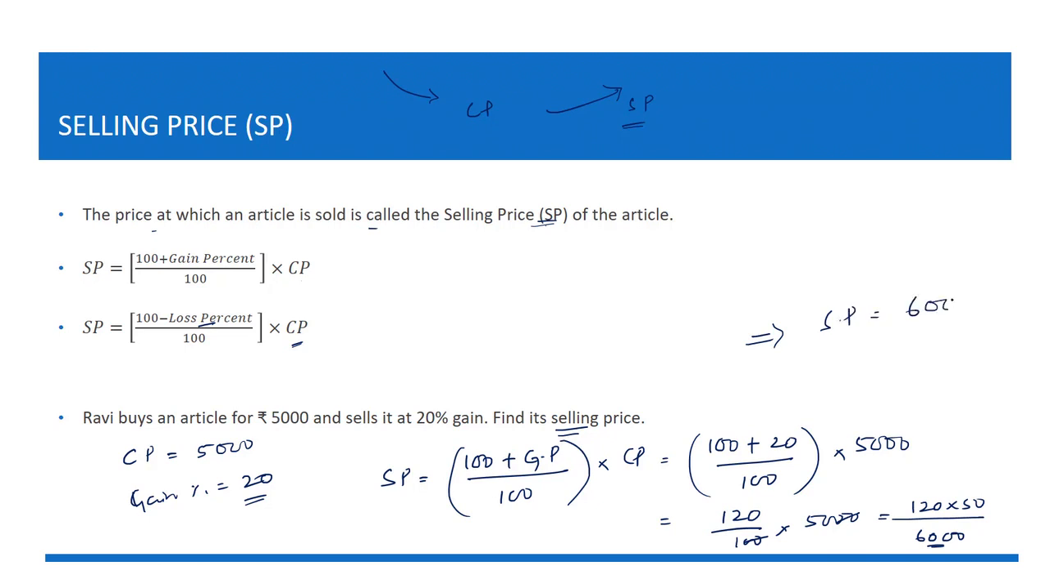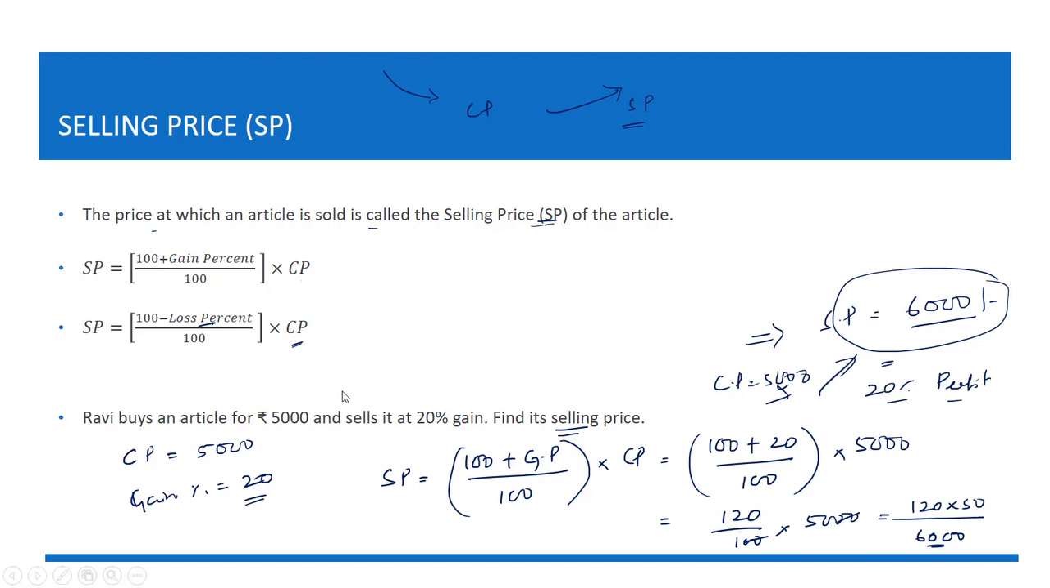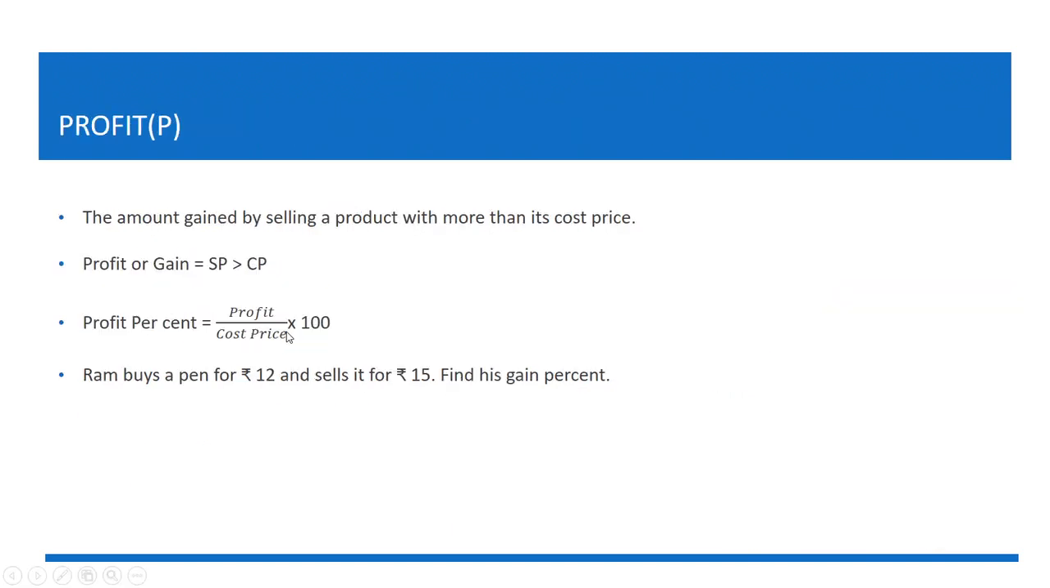is 6,000 rupees, right? If it is a 20% profit and the cost price is 5,000, we are going to sell it for 6,000. This is called the selling price, right? Then what exactly is profit? Profit is the amount gained by selling a product for more than its cost price. If the selling price is more than the cost price, then it is considered a profit, right?